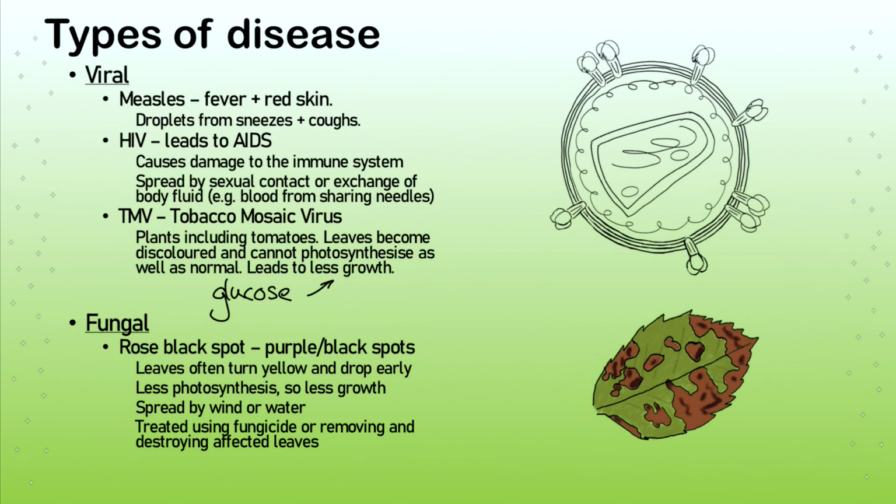The second category of disease is fungal. There's only one disease here that we need to know about which affects plants, and it's called rose black spot. Obviously affecting roses, and it gives them a kind of black spot appearance.